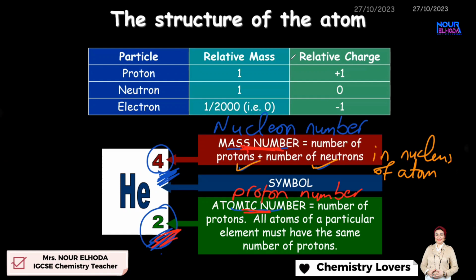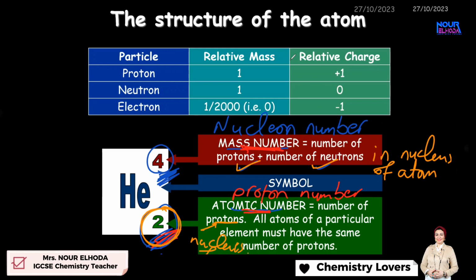If I ask you what's meant by atomic number or proton number, who can tell me? The number of protons in a nucleus of an atom. Excellent, Ronnie. You need to say the number of protons. Don't say this only, Basel. You must say the number of protons in the nucleus of the atom.